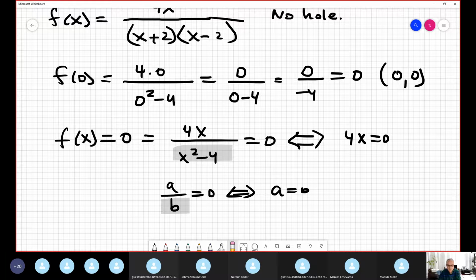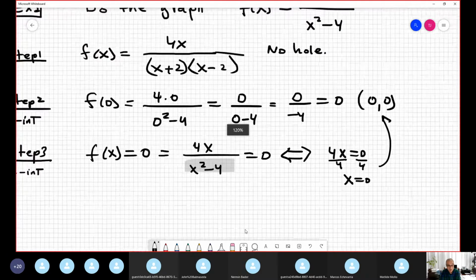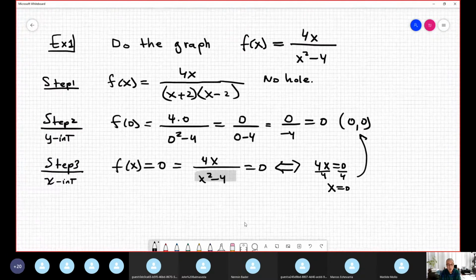Therefore, I divide by 4 both sides. X equals 0. So it's the same as expected. 0, 0 is both the X-intercept and the Y-intercept. And this is an important point, extremely important in our graph.